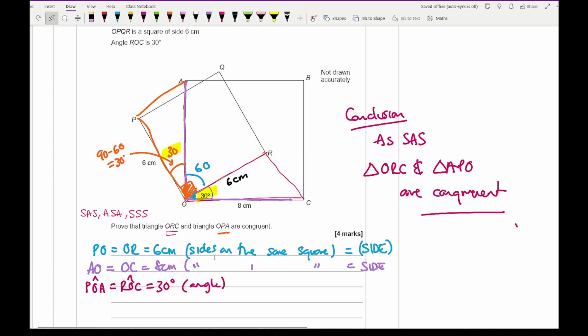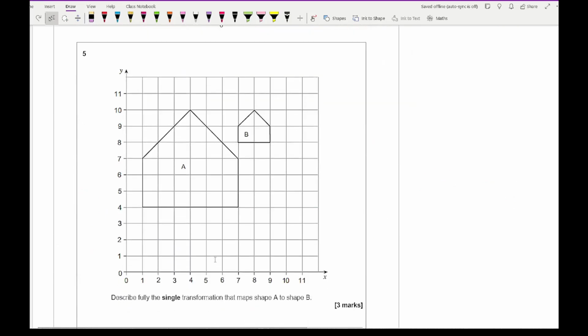And there we go. Then moving on to question 5, it says describe fully the single transformation that maps shape A to shape B. So we're going from this shape to this shape. Now straight off the bat, we know it's going to be an enlargement because the shape has changed in dimension. So we know it's an enlargement.